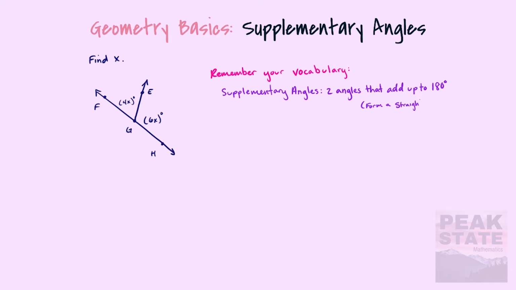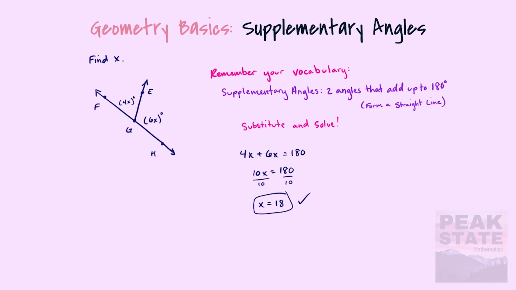All we have to do is substitute in the parts we do know and solve for x. So we've got angle FGE, which is 4x, plus our angle EGH, which is 6x, and we know that equals 180 degrees. So 10x together, divide by 10, x will equal 18.